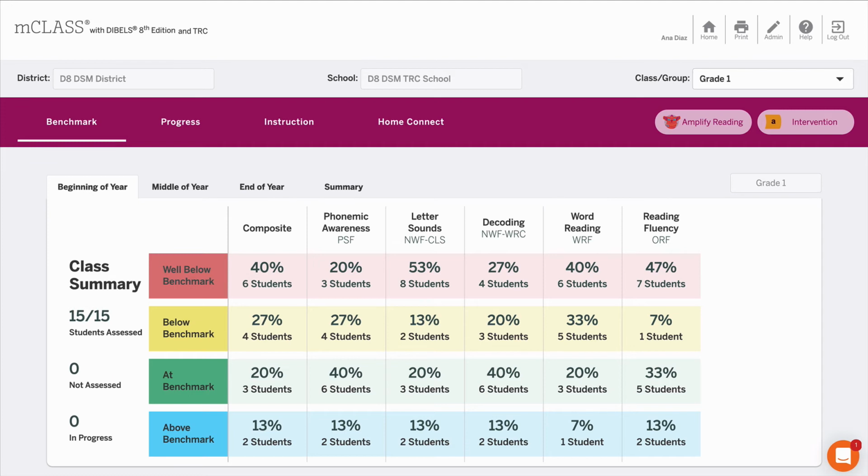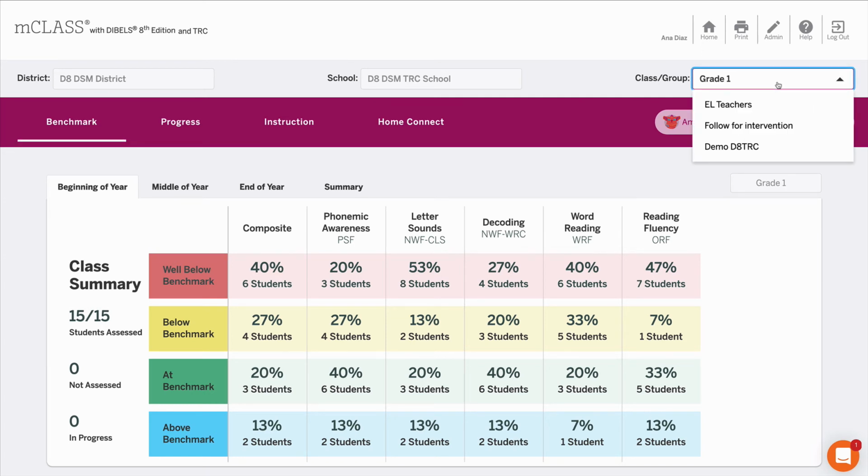Today, Ms. Diaz wanted to follow a specific group of students more closely so that she could really get quick access to how they're doing over the course of the year in their progress monitoring. Ms. Diaz will be able to create a custom informal group. So when I do this drop-down box over here, we could see that Ms. Diaz has a number of different groups.